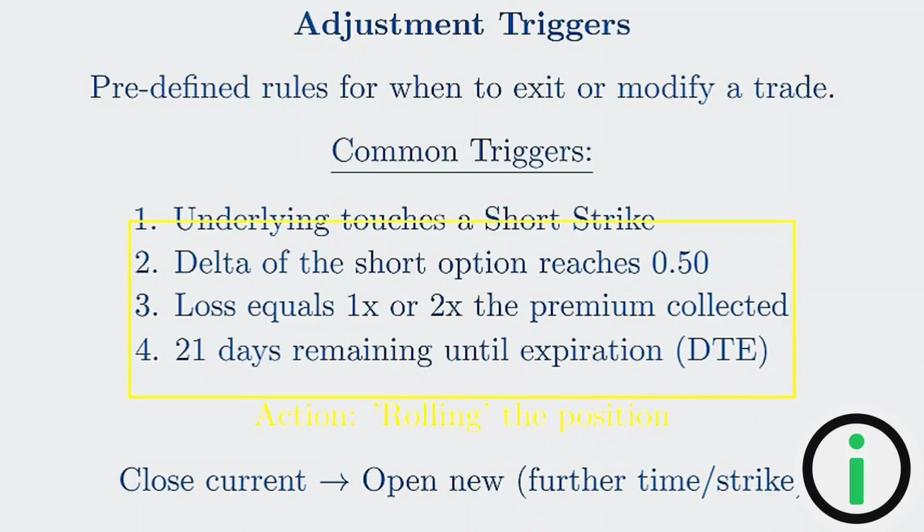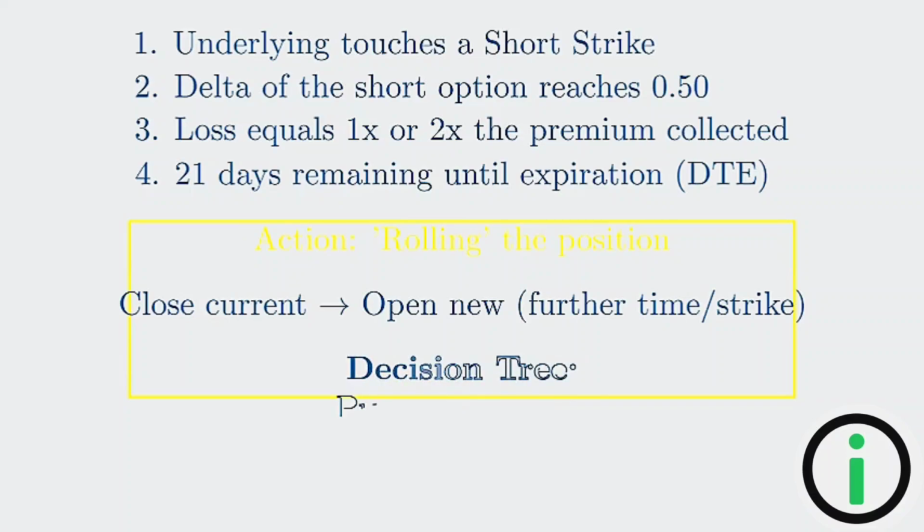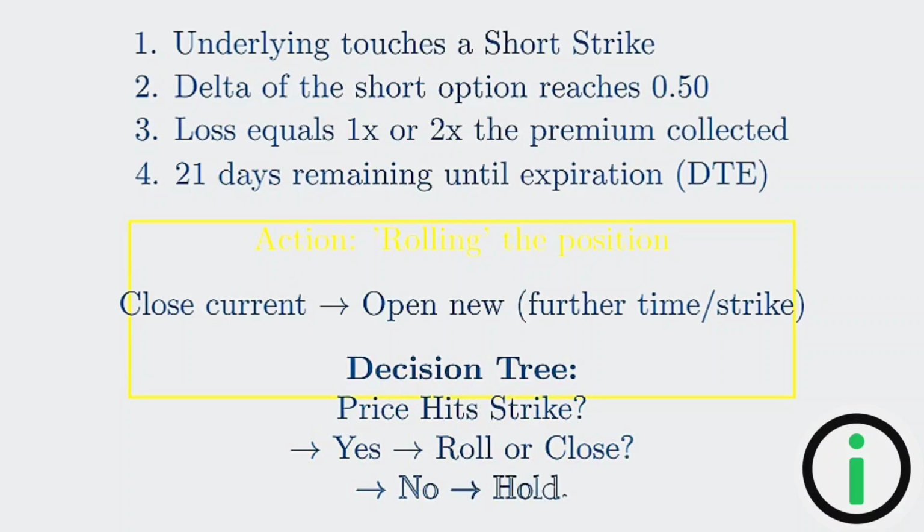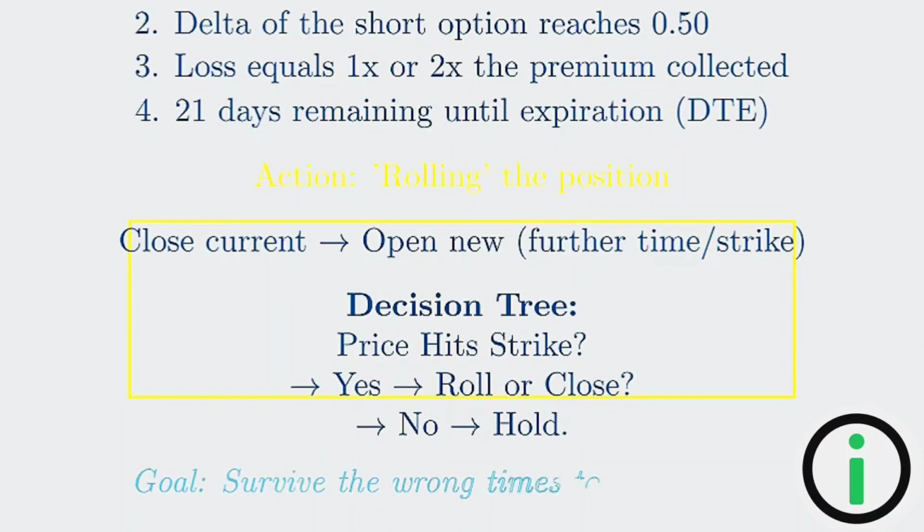Think of adjustments as a safety valve. If the market moves too fast, you don't stay in the way of the train. You exit or reposition. The goal isn't to be right every time. The goal is to survive the times you are wrong so you can keep trading.